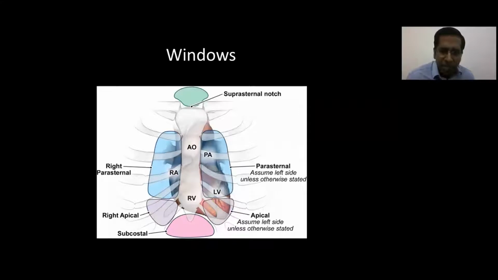So we start usually with the parasternal window. Then we come down to the apical window, and then we come down to the subcostal window, and we finish up the study with the suprasternal notch window. There are some other windows also described. I am not going to go into that in this particular session.